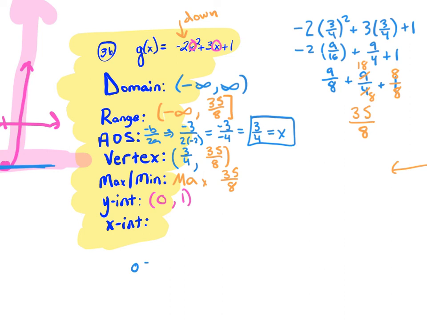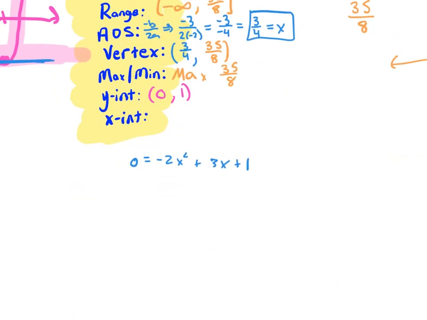So our equation 0 is equal to negative 2x squared plus 3x plus 1, and we need to factor. So we multiply our first and last terms together. So this is negative 2. Two factors of negative 2 that add to 3, we don't have them. So if we can't factor, we need to do our quadratic formula. So we have negative b plus or minus the square root of b squared minus 4ac over 2a. And we plug everything in.